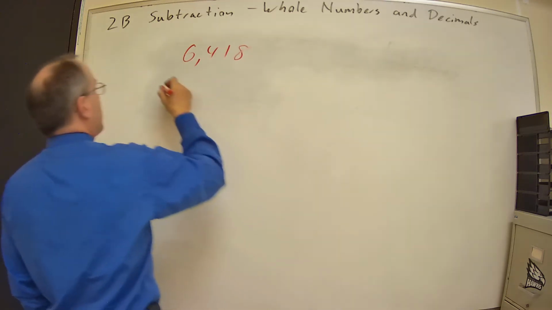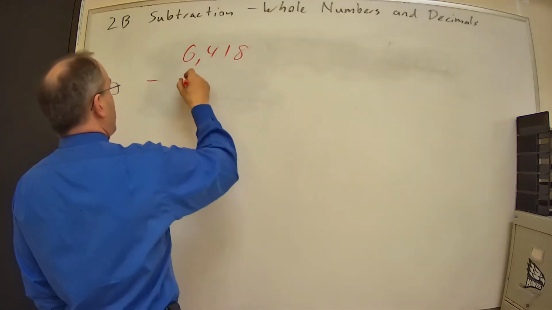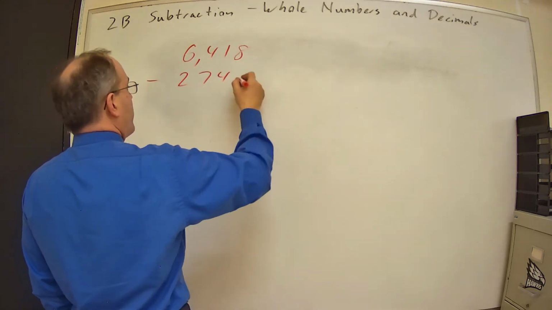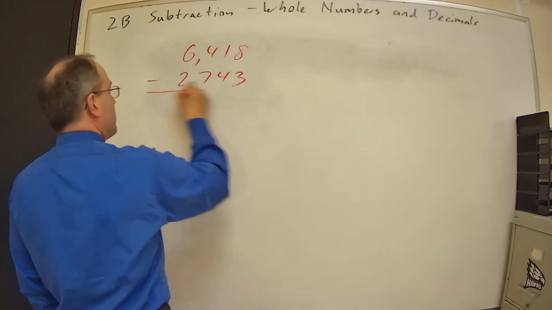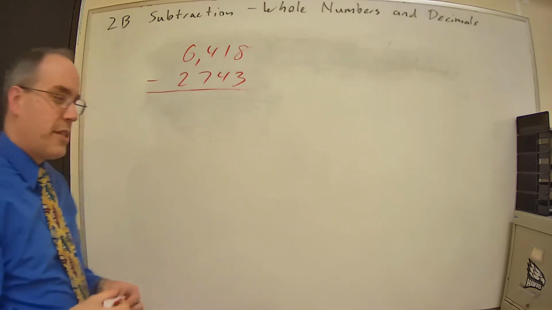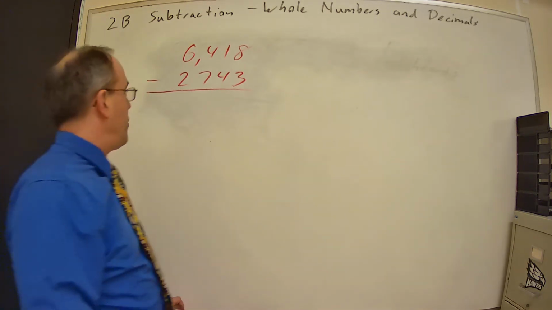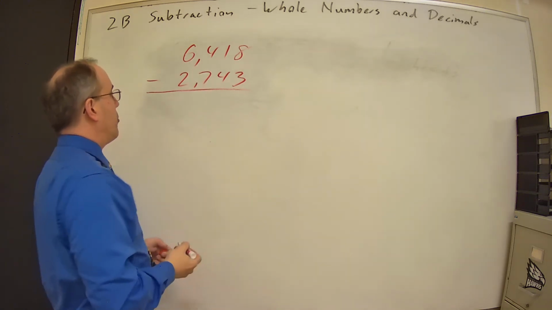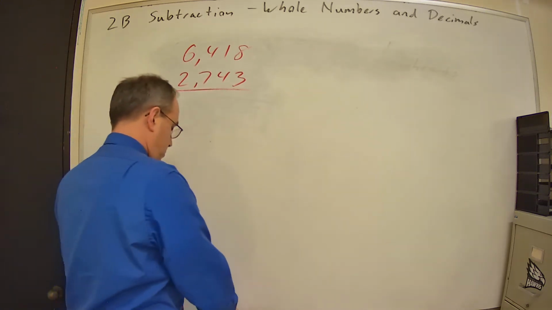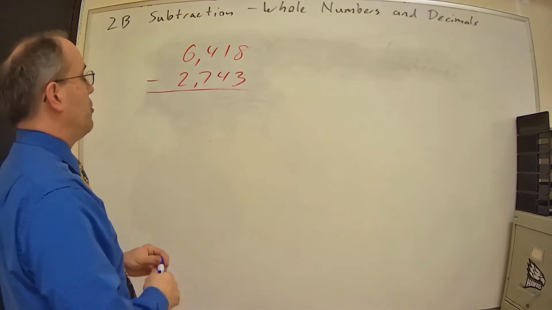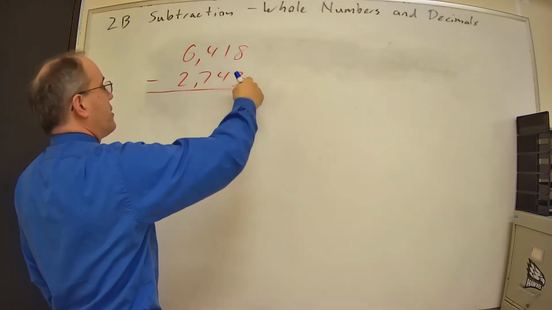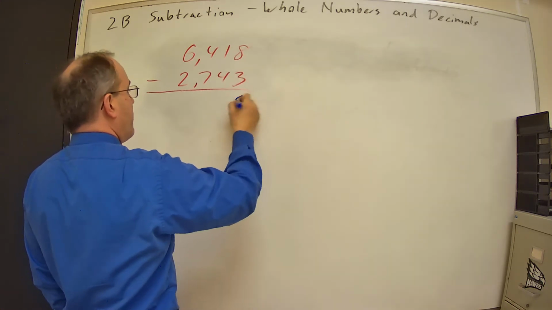6,418 minus 2,743. So there we go. So 6,418 minus 2,743. Just to be consistent, I'm going to put my little comma there. So again, start at the rightmost column, subtract. 8 minus 3 is 5.